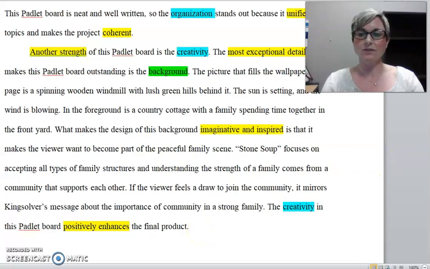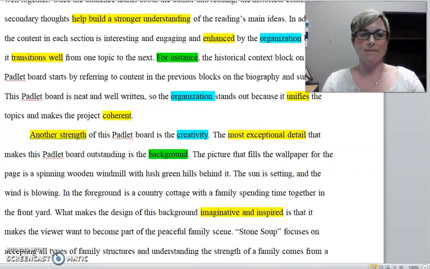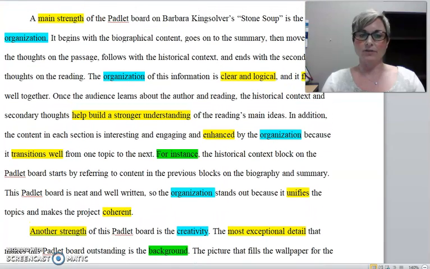So hopefully these two examples of paragraphs can help as you start to think about how you're going to build your paragraph for your in-class writing when we return.